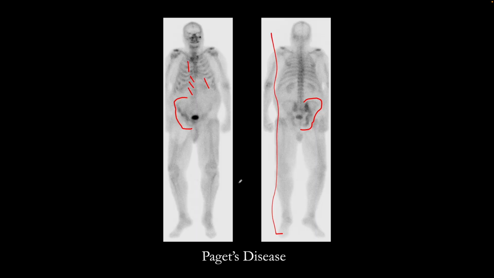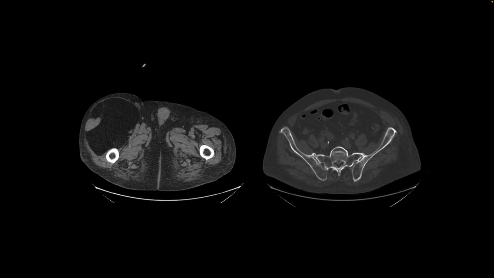Let's go back to that patient. What we missed here earlier is this photopenic defect projecting over the right thigh, and this turned out to be a large lipoma on their CT. The CT also shows the bone expansion and heterogeneous trabeculation involving the right hemipelvis, again from Paget's disease.